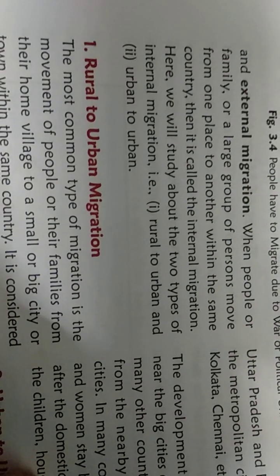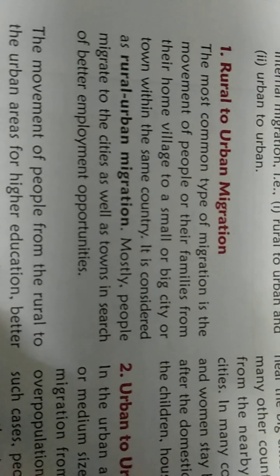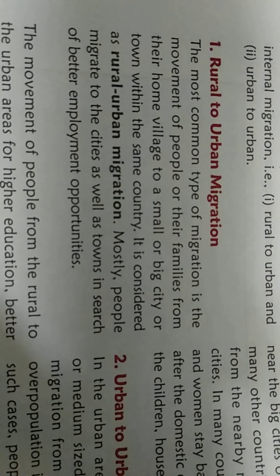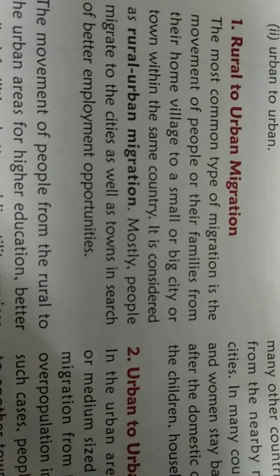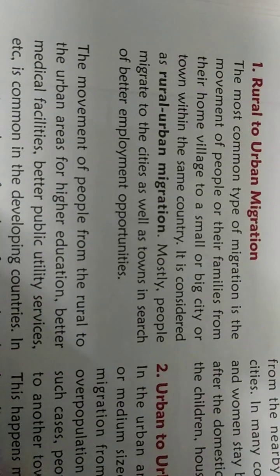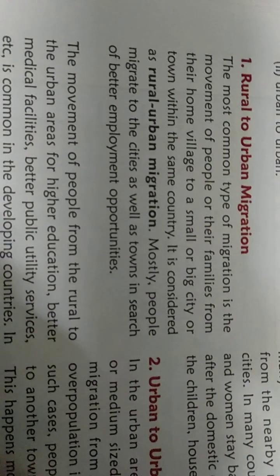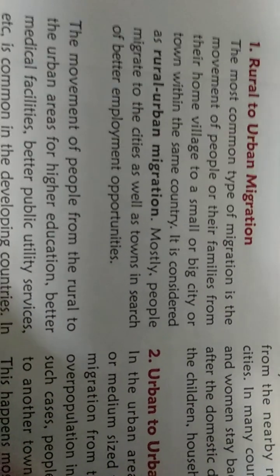Also, rural to urban migration and urban to urban migration. This is internal migration. Rural to urban migration is the most common migration, where people move from one place to another with their families, from villages to cities, towns, etc. It is considered as rural to urban migration. This mostly happens when people from villages come to towns for finding jobs and doing jobs, and then again go back to their rural areas. Those are known as rural urban migration.